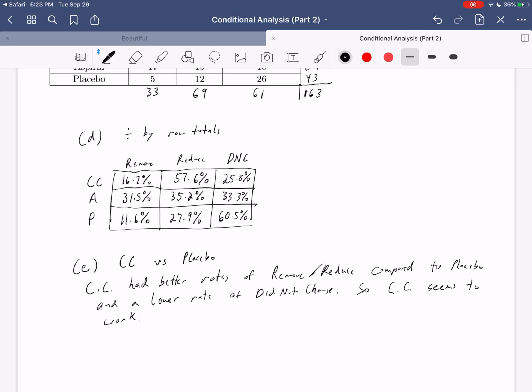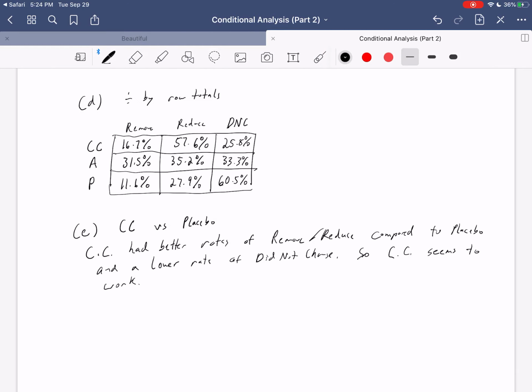In other words, this information here, at least as far as our analysis would show, is encouraging, right? Cheapo Comfort did better at removing pain than the placebo. It did way better in terms of reducing pain than the placebo, and it did better in not doing anything compared to the placebo because this rate was lower. So for the two positive outcomes, Cheapo Comfort had higher rates, and for the one negative outcome, it had a lower rate. So it does seem to work. All right, now let's go ahead and look at part F.